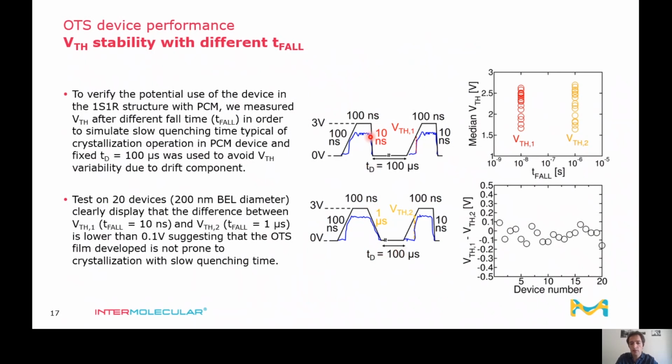We applied these 2 different algorithms, and we measured the threshold voltage for the second pulse in the 2 cases. We were able to see for 20 devices that the threshold voltage between the first case and the second case showed a delta below 0.1 volt for all the 20 devices. This is a good sign because it suggests that our OTS film is not prone to crystallization. We have this result probably due to the high content of arsenic in our film.